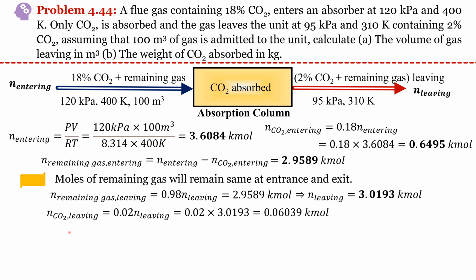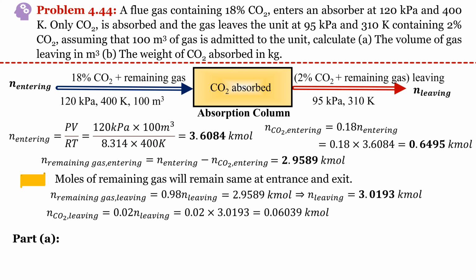Now we can write NCO2 leaving. So NCO2 leaving will be equal to 2% of N leaving. So we have already estimated N leaving. So we will simply put the values of N leaving and we will multiply it with 0.02 and it will come out this much.